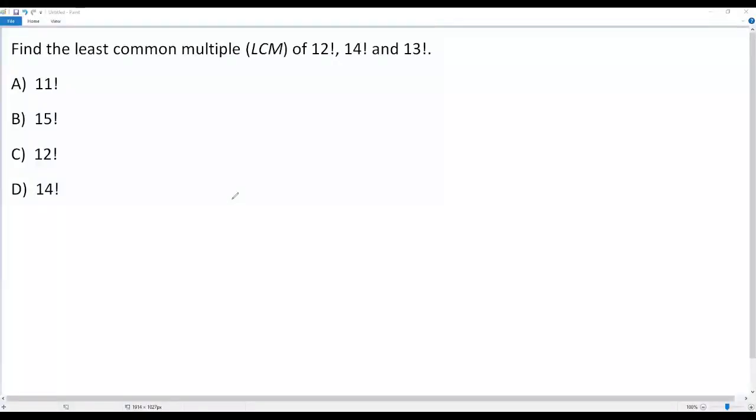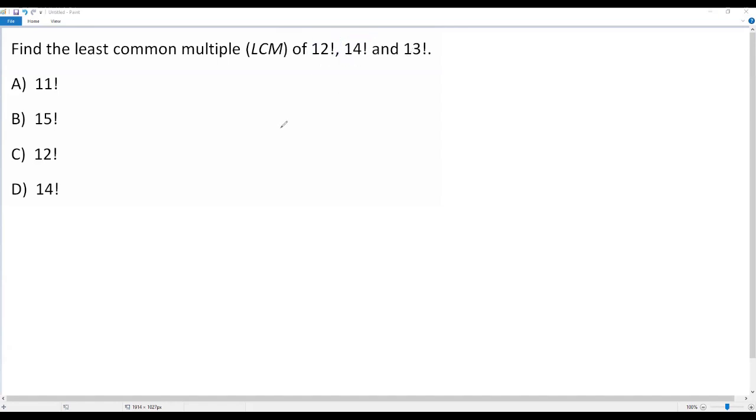Here we have a pre-calculus problem. Okay, let's go to the question. Find the least common multiple, that is the LCM, of 12 factorial, 14 factorial and 13 factorial. That is, we have to find the smallest number which is evenly divisible by all these three values, 12 factorial, 14 factorial and 13 factorial.